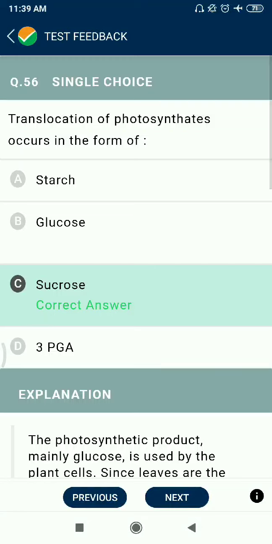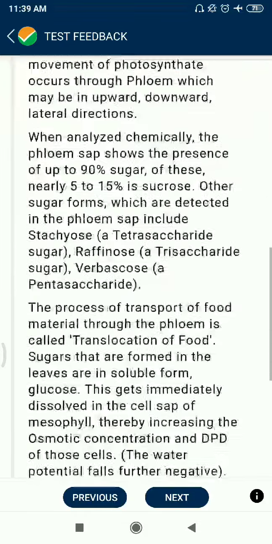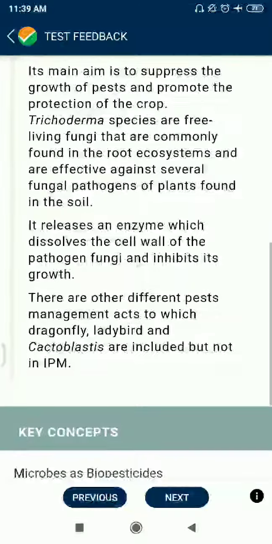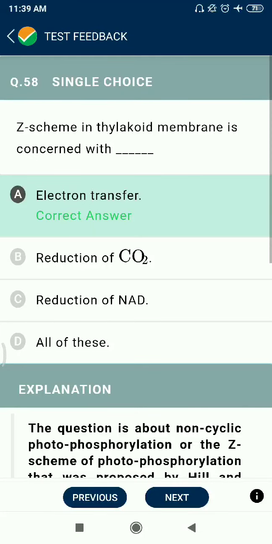Question 56. Translocation of the photosynthates occurs in the form of sucrose. Question 57. Microbes used to control pest under IPM includes trichoderma. Question 58. Z scheme in thylakoid membrane is concerned with electron transfer.